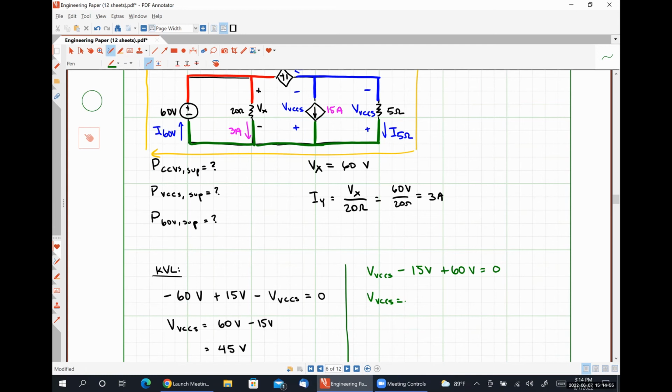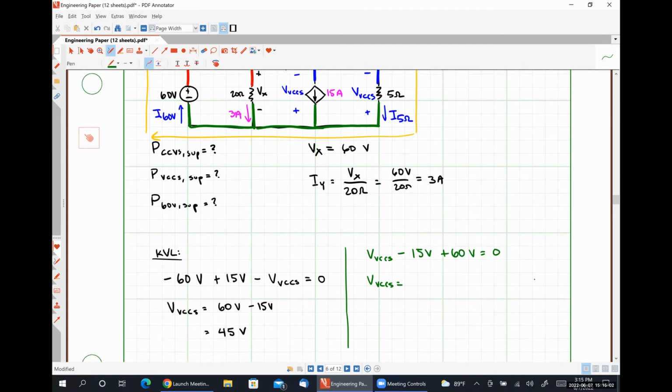oh, I'm sorry, I made a dumb algebraic mistake here. Can't believe I'm making these simple mistakes, so I apologize. So let's pop back over here and let's see what I did wrong, okay? The KVL loop is absolutely correct, but the algebra has an error, okay? What I mean by that is I have a positive sign on the VCCS, and I also have a positive sign on the 60 volt source, and that's impossible because I've only moved one of them over to the other side of the equal sign, okay?